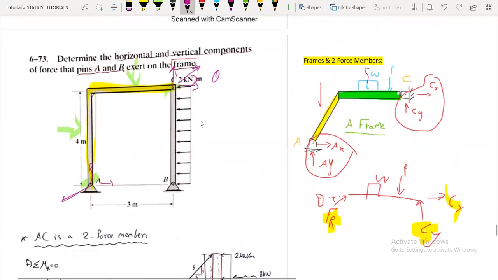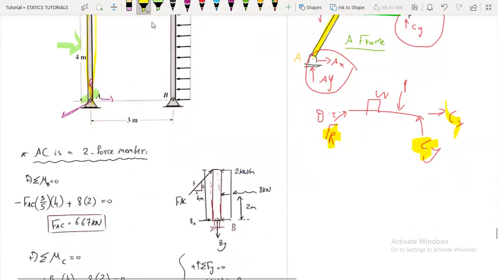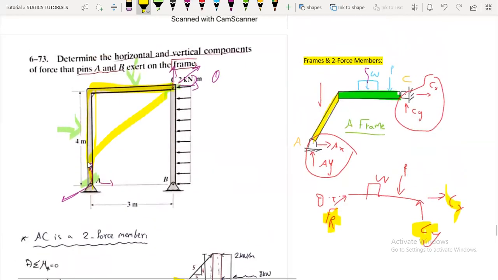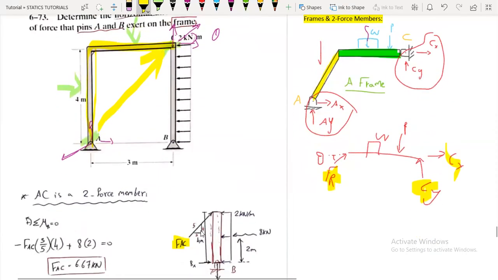And here what we have done, see, we have removed the two force member and replaced it with the resultant FAC. So here is the resultant FAC, the force. And here is the triangle, it's given, 4 and 3 meters here, and we can find 5 meters. It will be here 5 meters.